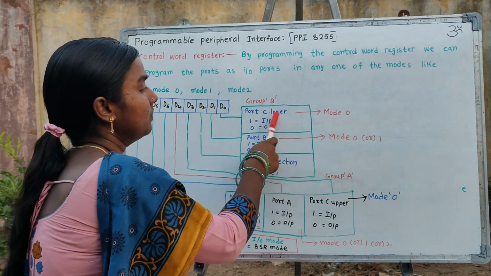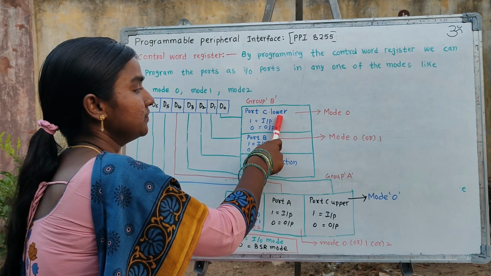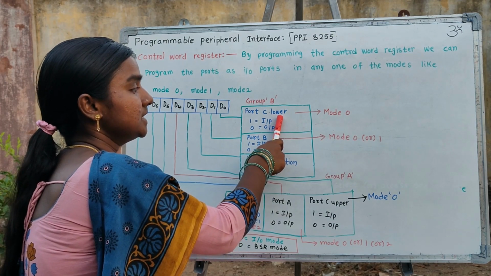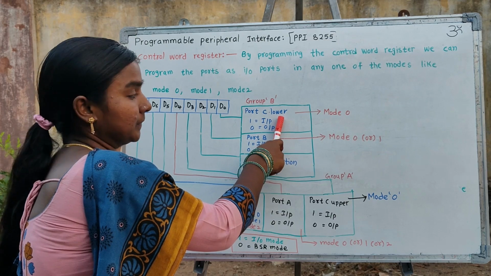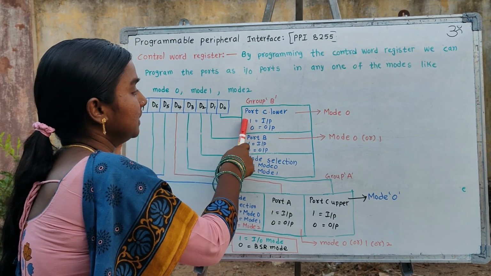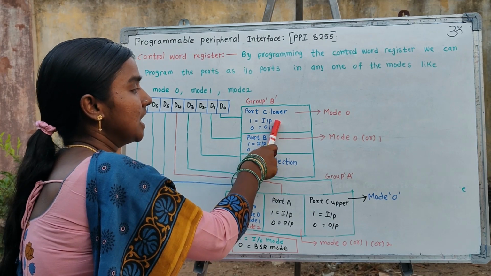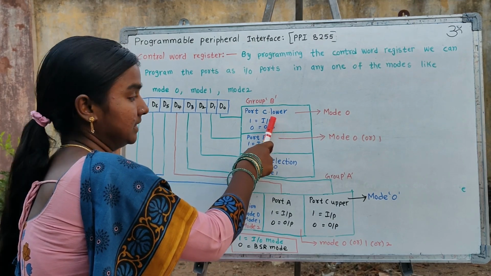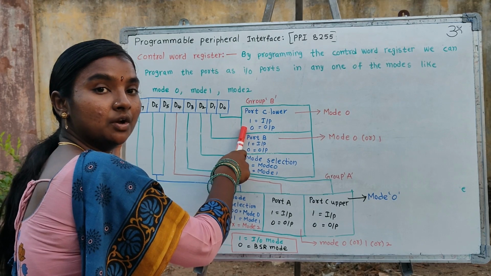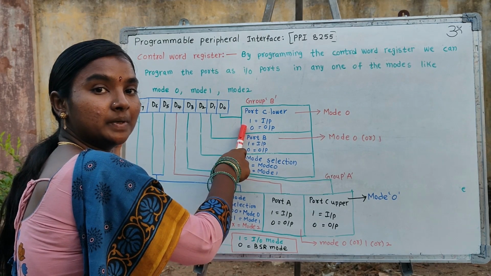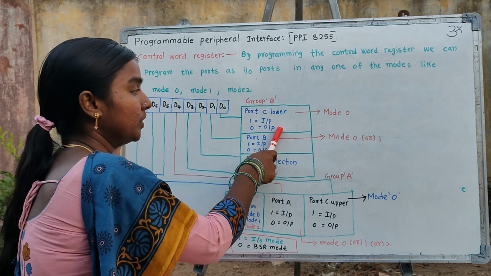Here, if I consider the value on D0 bit, port C lower is going to work in mode 0. Port C lower means the lines we may consider as PC0 to PC3. If the value on D0 bit is 1, these lines will act as input lines. If D0 bit value is 0, these PC0 to PC3 lines will act as output lines.